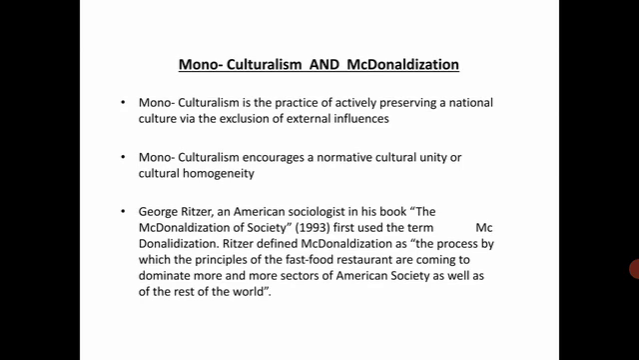McDonaldization. Here we see what exactly monoculturalism means. It is to actively preserve a national culture. Though there are other outside influences which are still happening, it is to preserve our own culture. Usually a monocultural society exists due to racial homogeneity, geographical isolation, political isolation. So here it encourages a normative cultural unity or cultural homogeneity.